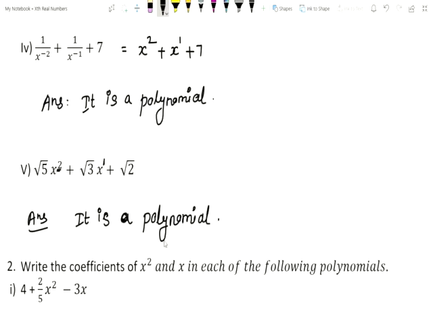Okay, children, do you understand? How do you identify a polynomial? We have to see the power of the variable. If the power is non-negative, that is a polynomial. If the power is negative, that is not a polynomial. We have to see the powers of the variable.